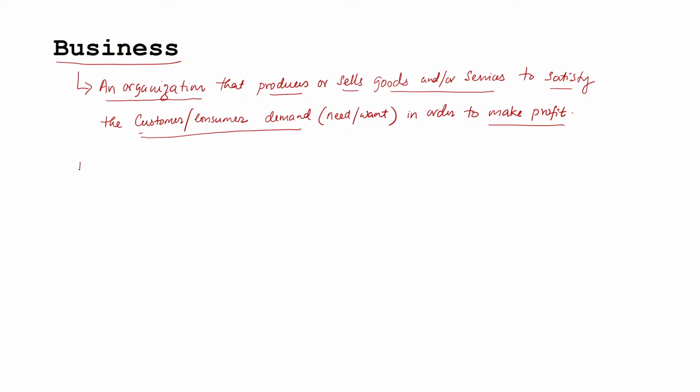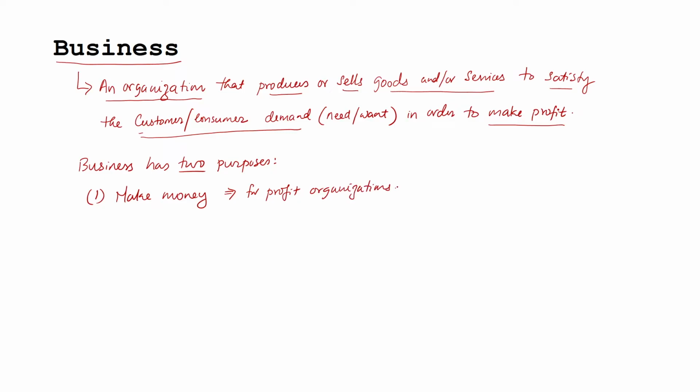So, the business has two purposes. Number one, the most important purpose, make money. Such organizations are called for-profit organizations. The organizations that make money, or make profit, are called for-profit organizations.